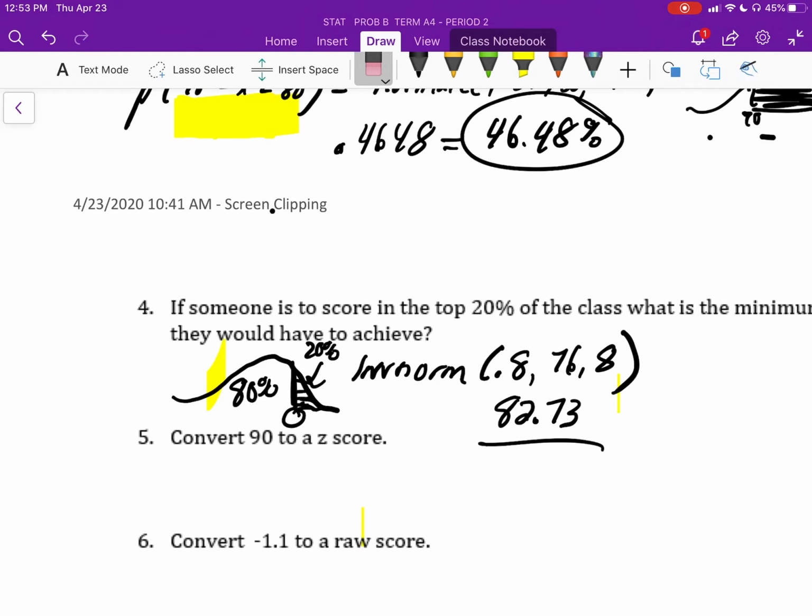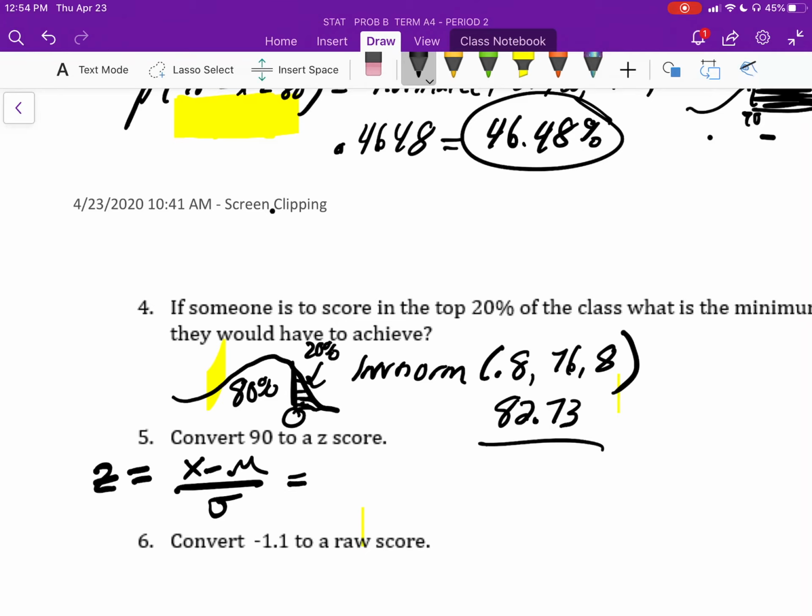All right, let's do the last one. So we're going to convert 90 to a z-score. To do that, we need to have a formula for z-score. Our formula for z-score is how far away it is from the mean divided by the standard deviation. So to do that, it's pretty easy. Z-score formula is your score minus the mean divided by the standard deviation.